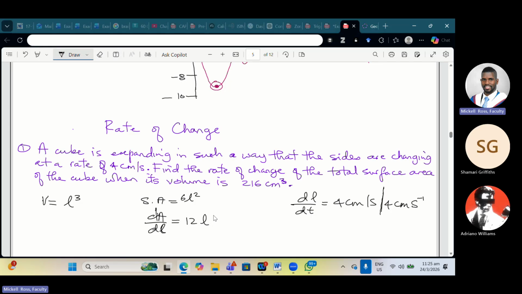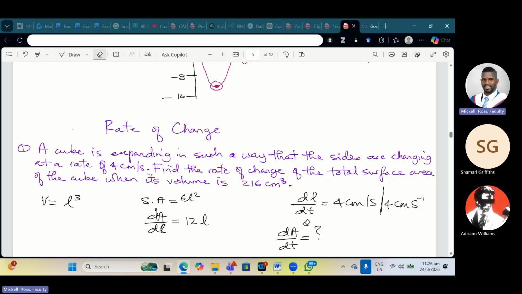Pay attention to something. Let us get something clear. It says we want to find the rate of change of the total surface area. So what is it that we want to find? We want to find the change in the area with respect to time. This is what we want to find.